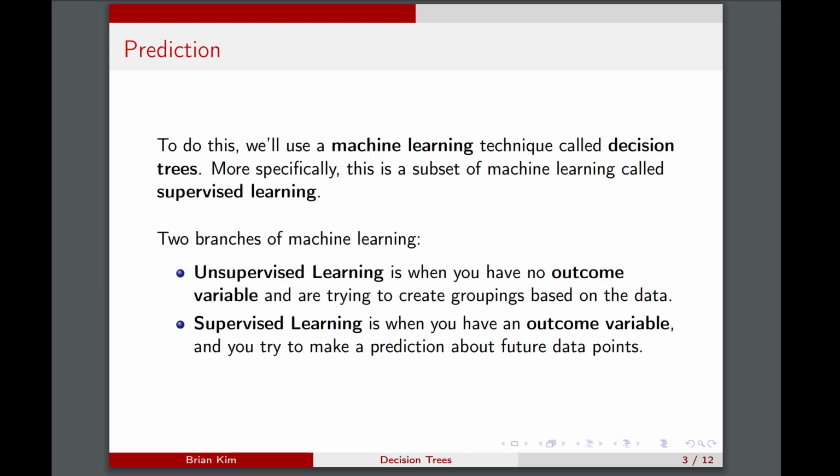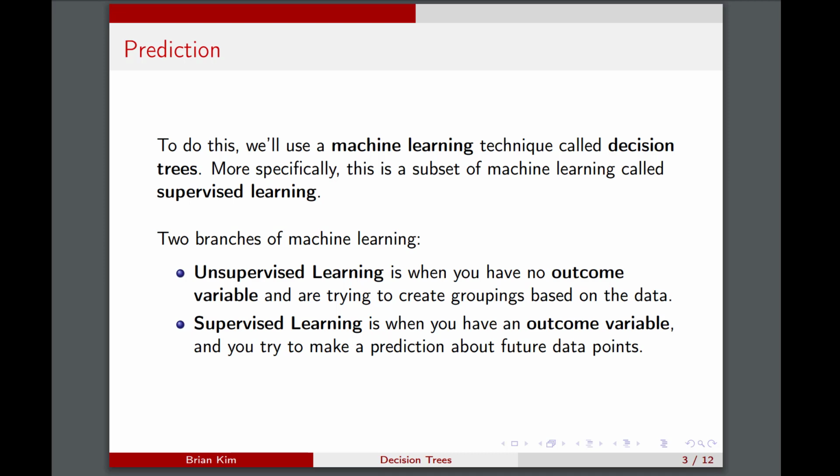To define some of these terms, unsupervised learning is when you have no outcome variable and are trying to create groupings based on the data. This is just looking at a data set, it doesn't even have to be large, based on these different variables. You're just trying to create natural groups, these clusters, so that you can describe the data better.